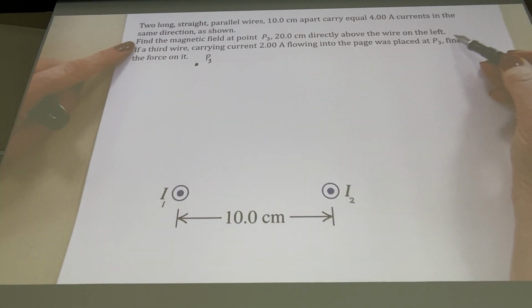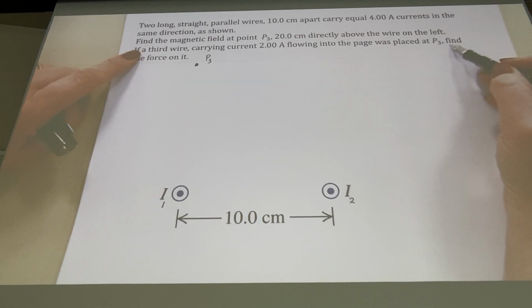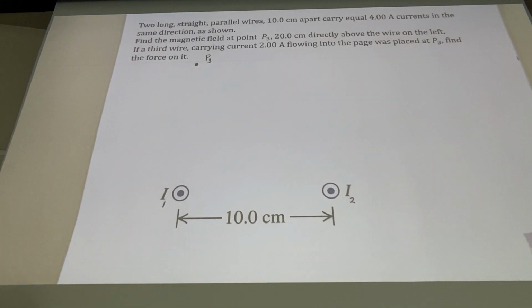We want to find the two things again. We want to find the net magnetic field right here. And if we put a wire here, what will the force on that wire be? Process is the same. Let's find B1, let's find B2. We'll do the vector addition and we'll find the net magnetic field. This time it's not going to be 0.